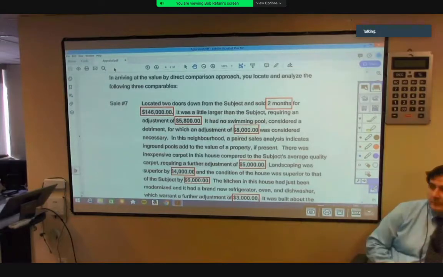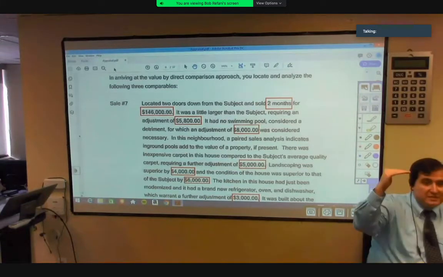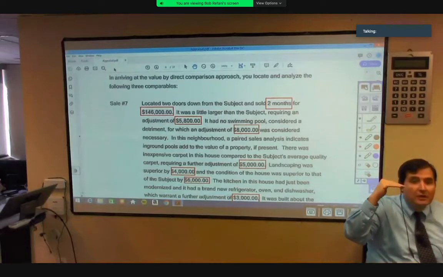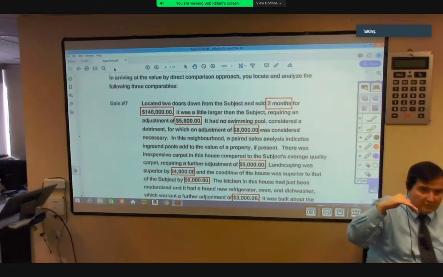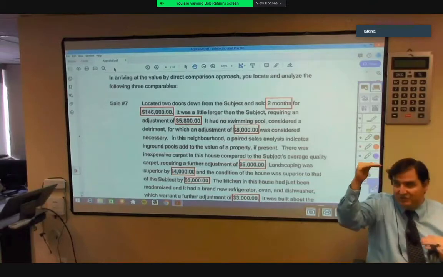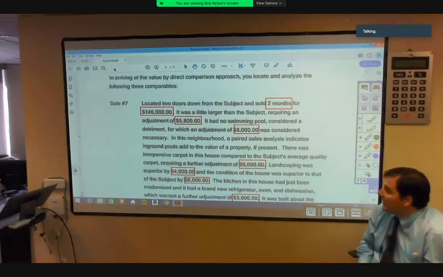Determined for which an adjustment for $8,000. So yours has a swimming pool. This one doesn't. Are you in an appraisal class? Or course 1? Appraisal, okay. So this is yours. This one doesn't have it. So yours has a swimming pool. So less is more. You have to add 8,000 to it.